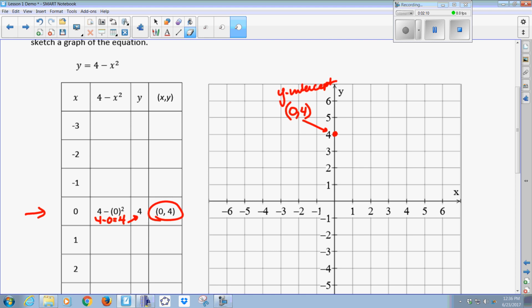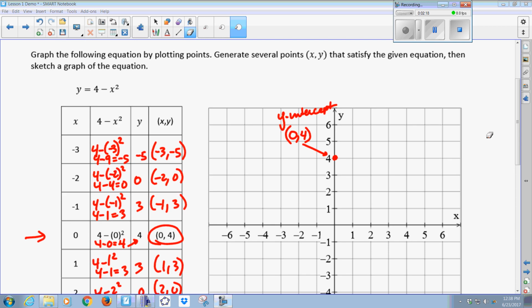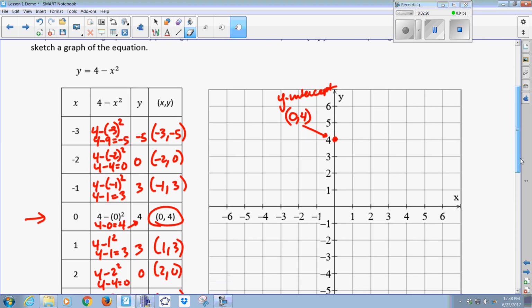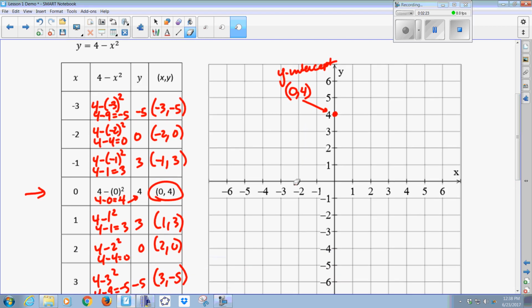So now you take a few minutes and fill in the rest of this table, and we'll come back and graph the remaining 6 points. Okay, we filled in the table, and we have the following points. (-3, -5), which is right here. We have (-2, 0), which has a special name called x-intercept. We have the point (-1, 3), just right there.